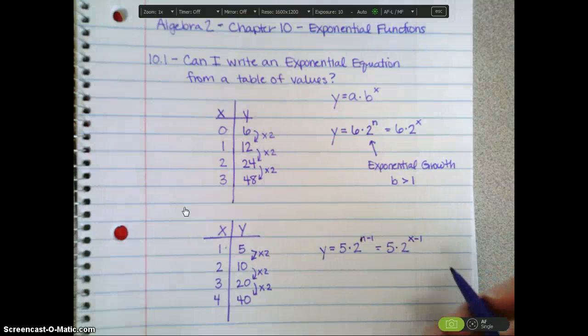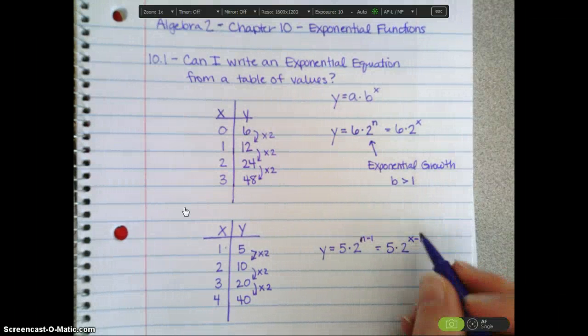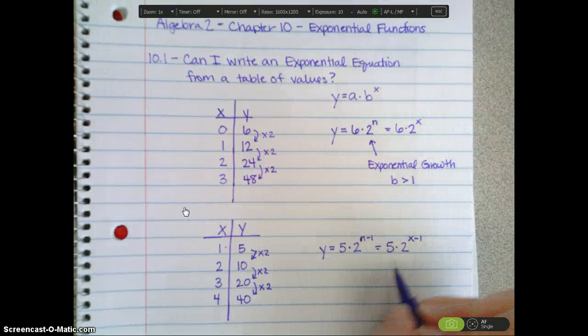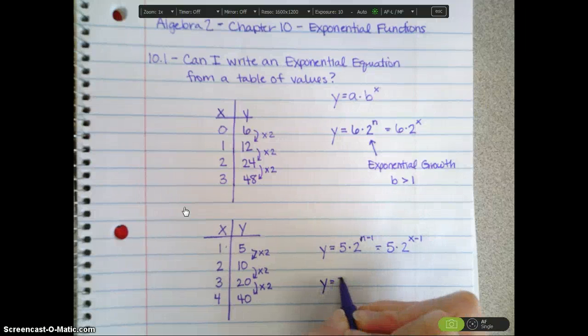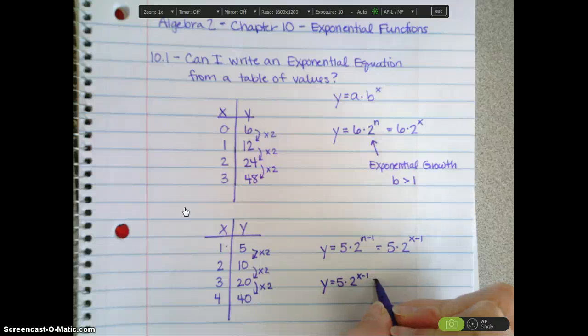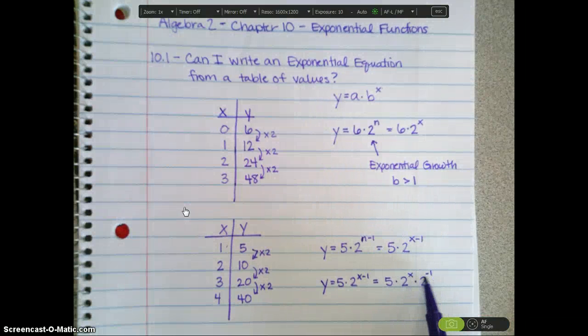Now, we briefly talked about this in class, but we needed to review our exponent rules because this is technically not written in function form. So when we have y equals 5 times 2 to the x minus 1, really what that means is we have 5 times 2 to the x times 2 to the negative 1. Remember, our exponent rules mean we could have combined those together.